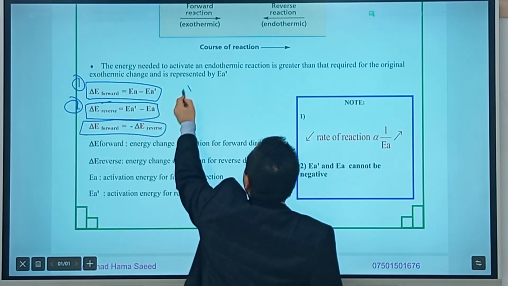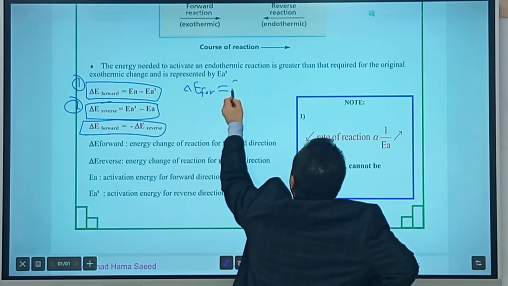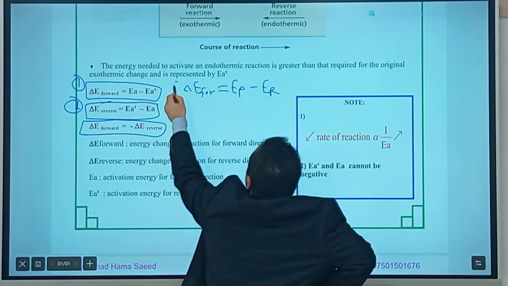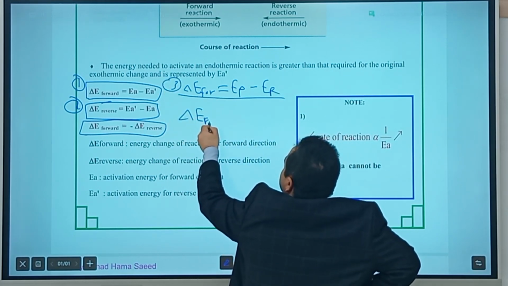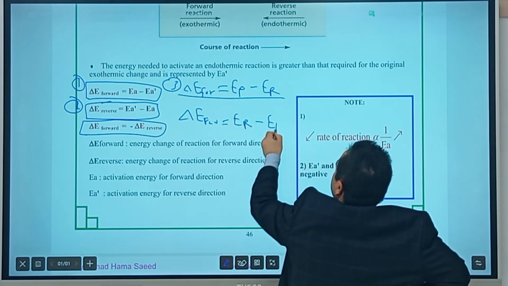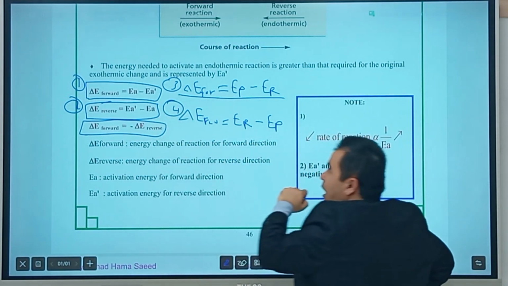The other equation, delta E forward in terms of energy of reactant and product, equals the energy of product minus energy of reactant. This is the third equation. Delta E reverse equals the energy of reactant minus energy of product. This is the fourth equation.